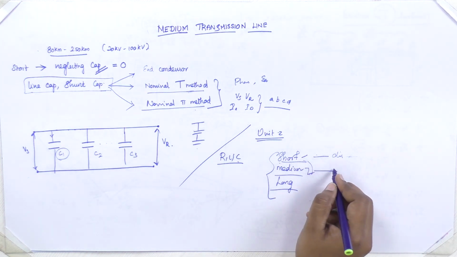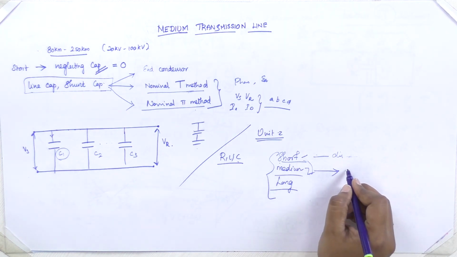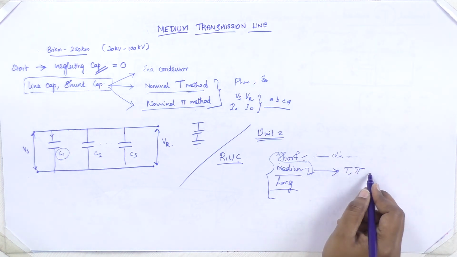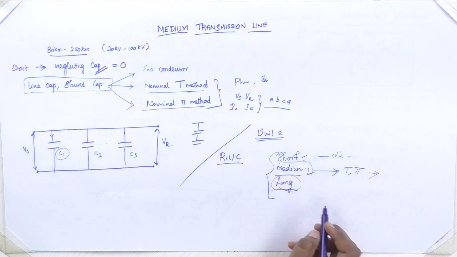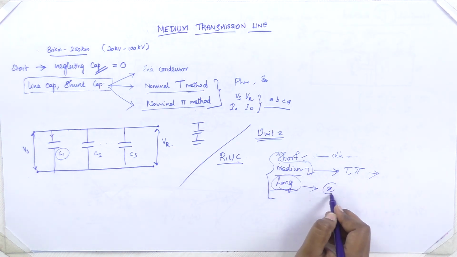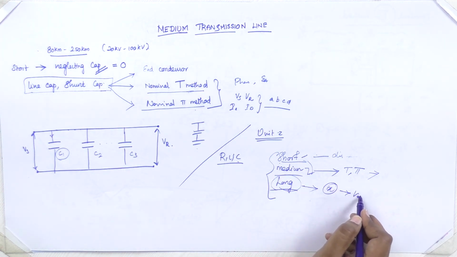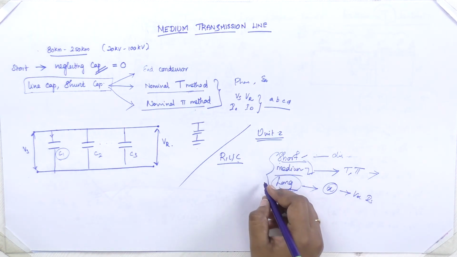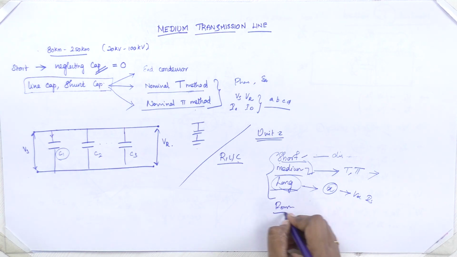And in medium we have gone through two types, that is nominal T and nominal pi method to find out the capacitance. In long transmission line we have fixed it at the distance x, and with that distance x we are going for Vx and Ix. And another topic in unit 2 is the Ferranti effect. Thus unit 2 is getting over.